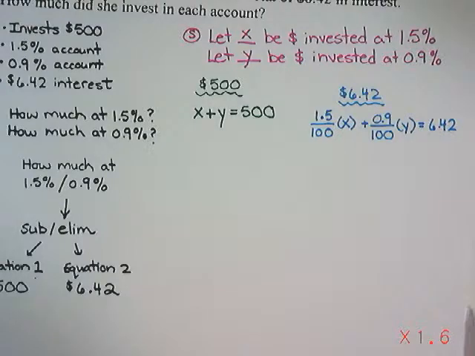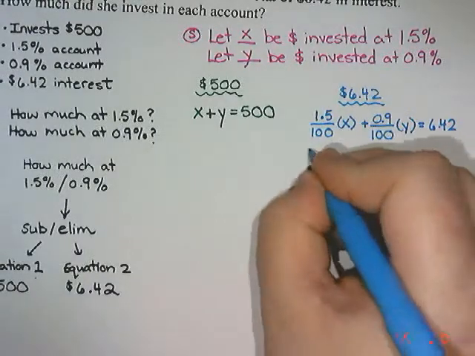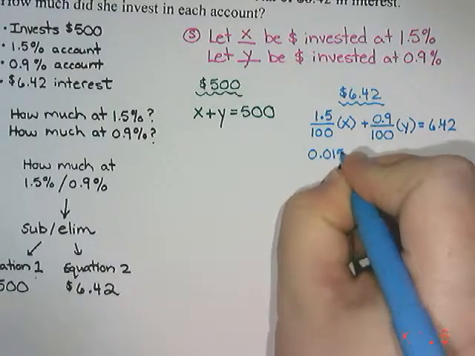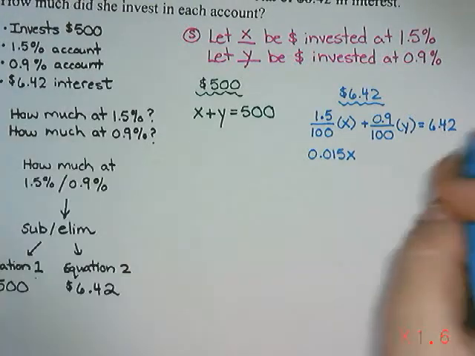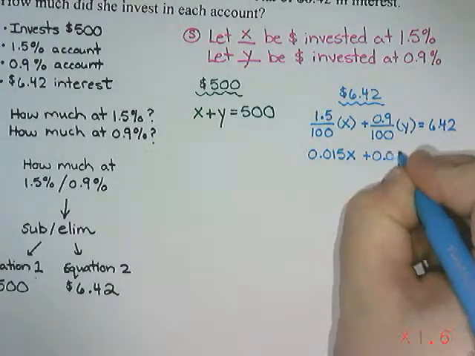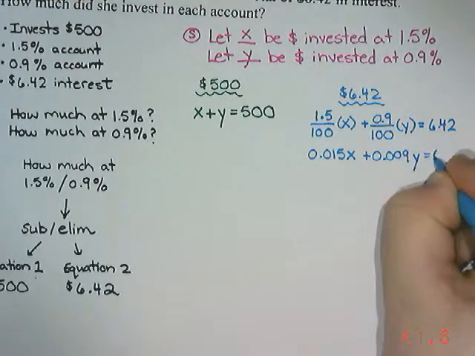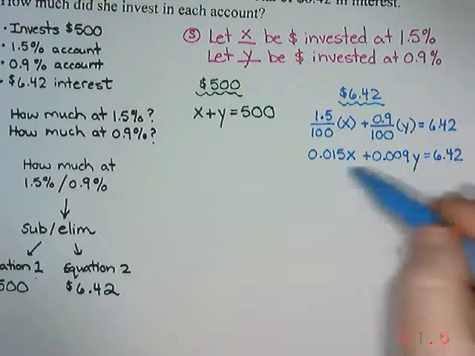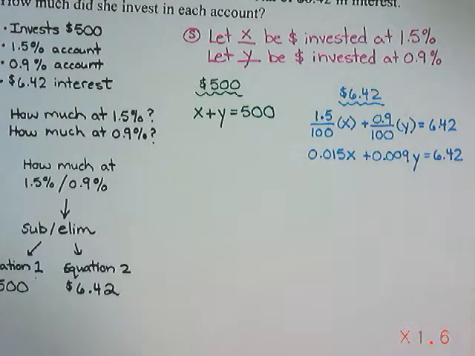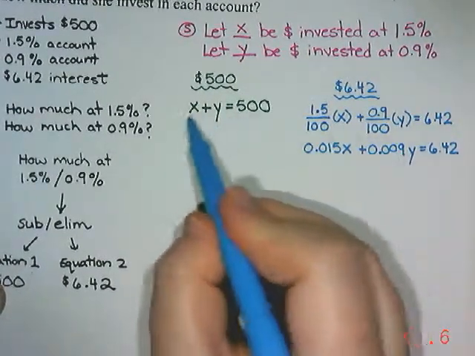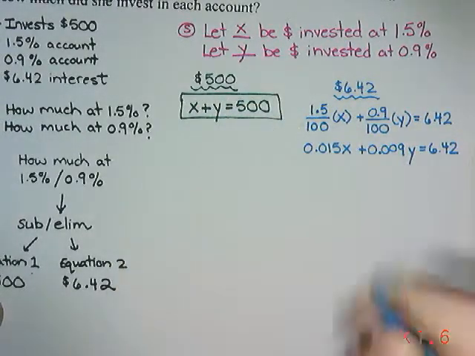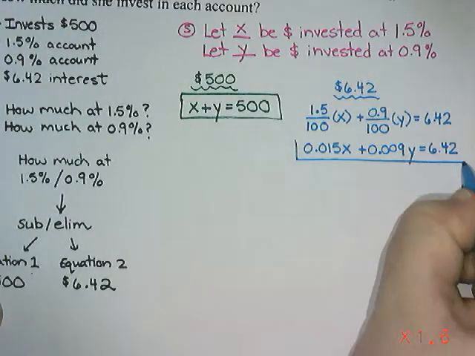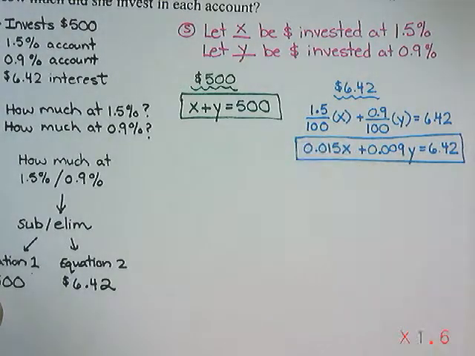So 1.5 divided by 100 gives me 0.015. And 0.9 divided by 100 gives me 0.009. And if you don't like working with decimals, we could multiply by a 1 with 3 zeros, or 1,000, to get rid of these decimals, but I don't mind them so much. So I have this equation here, x plus y equals 500. And I have this equation here, 0.015x plus 0.009y equals 6.42.